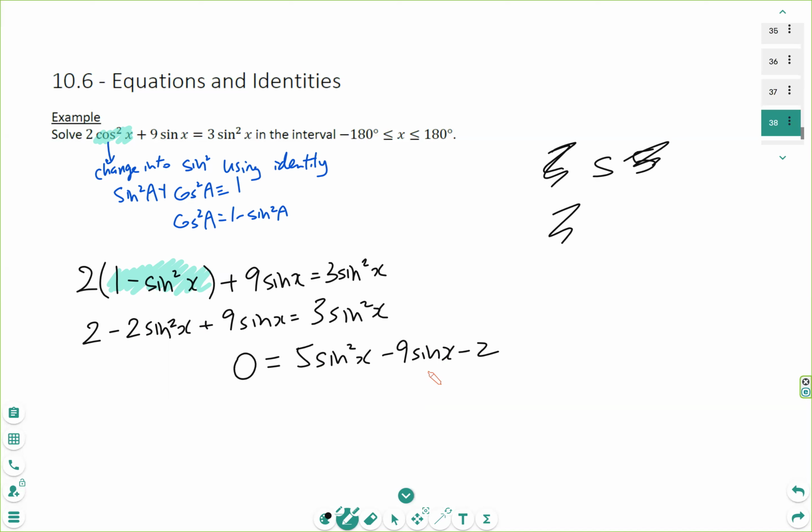So in here, I can use the quadratic formula, calculator. So polynomial, degree 2, 5, minus 9, minus 2. So I get sine x equals minus 2 or, wait, have I got it wrong? 5x squared minus 9x minus 2. So it's 2. Oh, sorry, hang on. I put it in the calculator wrong. It's 2 or sine x equals minus a fifth.